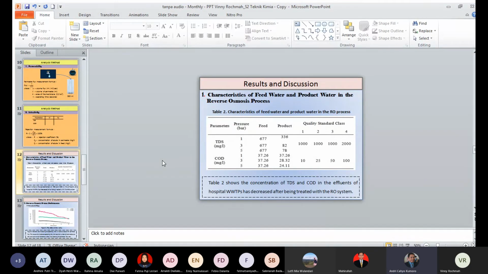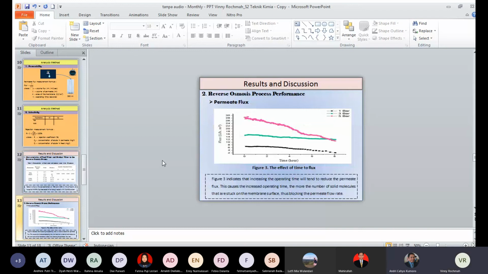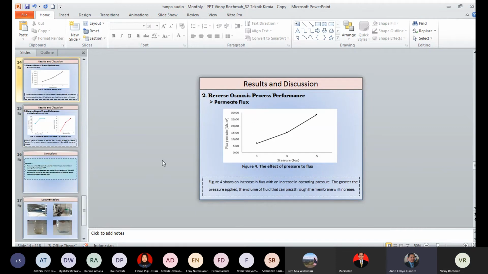COD quality standard class. Okay, next. And this is the pressure. So at higher pressure. Okay, next. This is the flux at higher pressure. Okay, next.